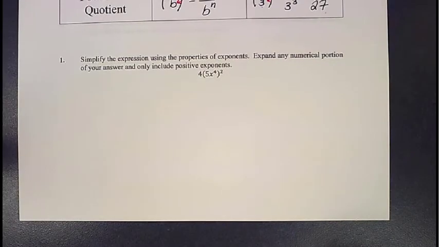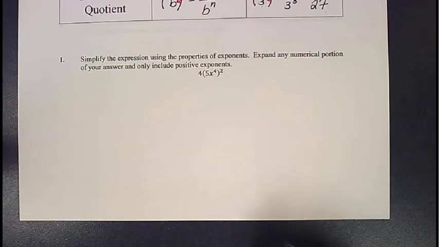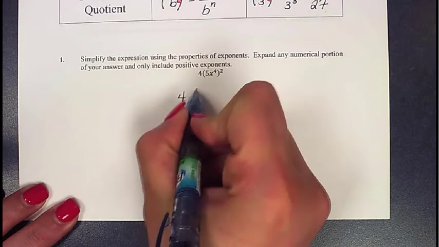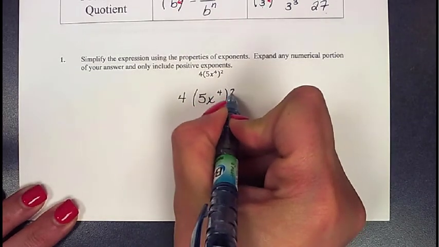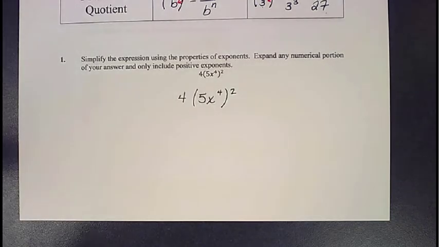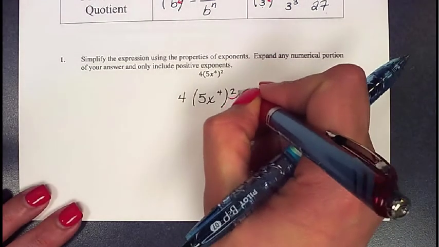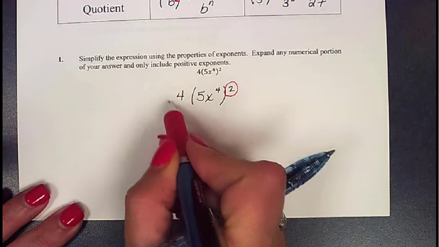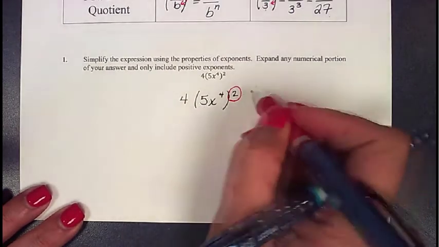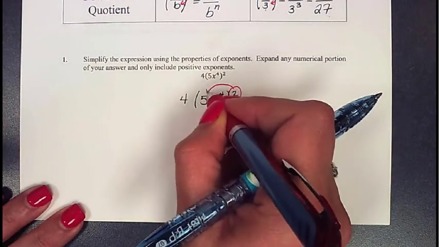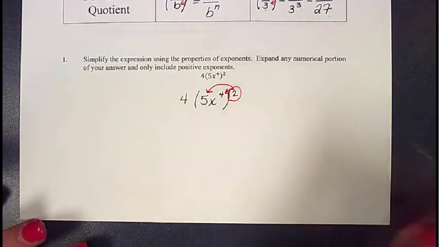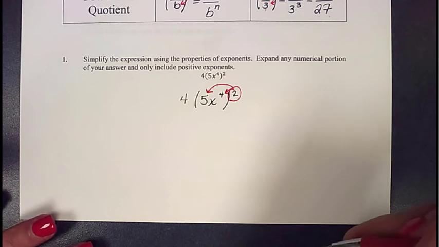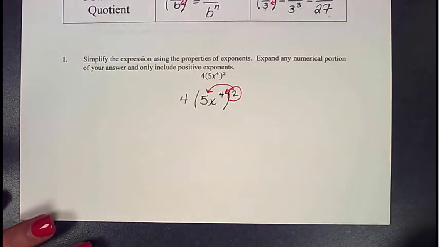Okay, so for our first example, we have 4, and then in parentheses, 5x to the fourth, squared. Now what I want you to understand is that this exponent that we have here does not go to the 4 because it's not inside the parentheses. So it only goes to the 5 and the x to the fourth. I'm going to do this in a lot of steps, but there are definitely some places where you can skip around if you understand what I'm doing. But I like to show every step when we're going through this the first time.